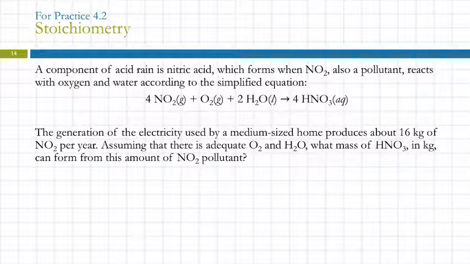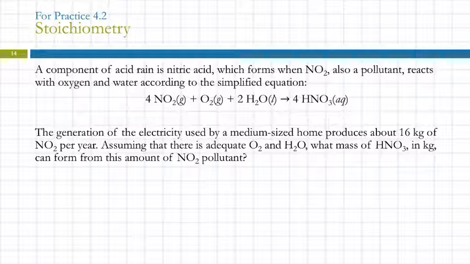Let's do another one. A component of acid rain is nitric acid, which forms when NO2, which is also a pollutant, reacts with oxygen and water according to this simplified equation. So NO2 reacts with oxygen and forms nitric acid. The generation of the electricity used by a medium-sized home produces about 16 kilograms of NO2 per year. Assuming that there's adequate oxygen and water, what mass of nitric acid in kilograms can form from this amount of NO2 pollutant?